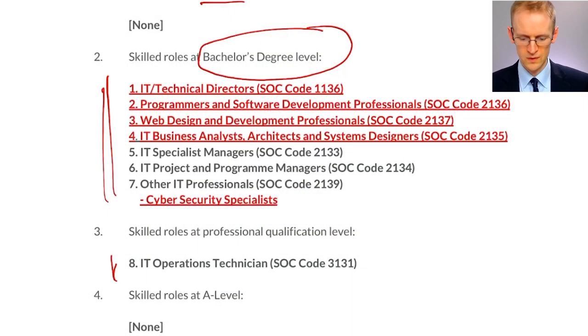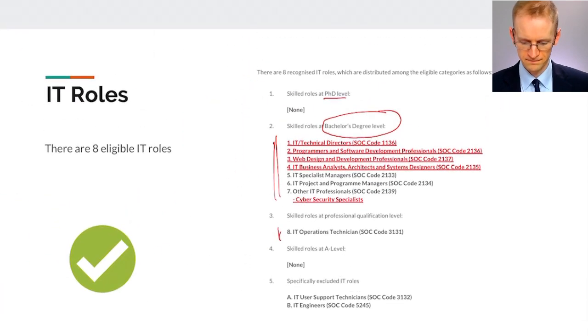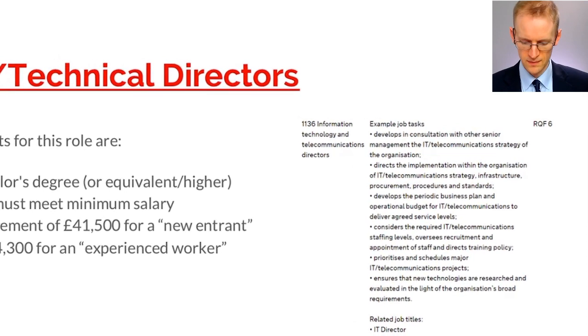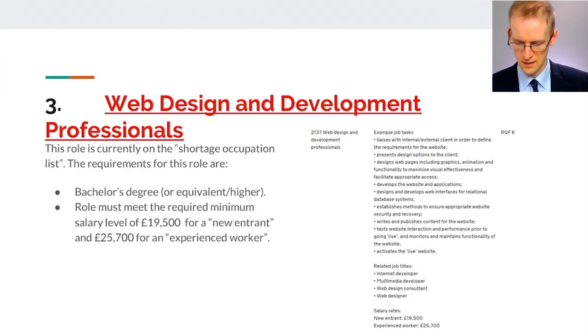So what we've done is divided up the latest roles between shortage occupation roles and ones that are not shortage occupation. So let's have a look at which roles are eligible. So there's 8 of them. We'll start with IT technical directors, but the one I'm particularly interested in is just coming up, the web design and development professionals, because I know there's a number of people interested in that.